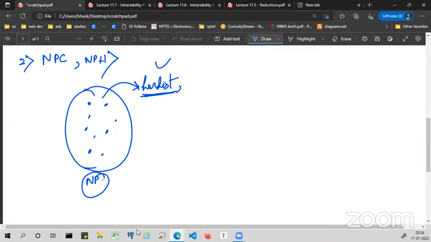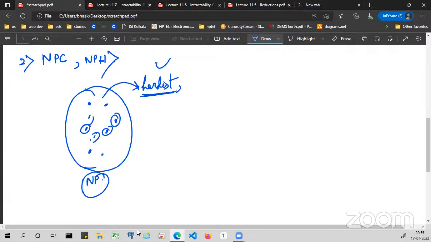Compare means reduction. I will come to that later. Compare means you are trying to convert one problem into another. Which problem to which one, I will come to that again later. The basic idea is, if you want to tell that a real life problem is very hard to solve, you would have to compare it with all of these problems, right?